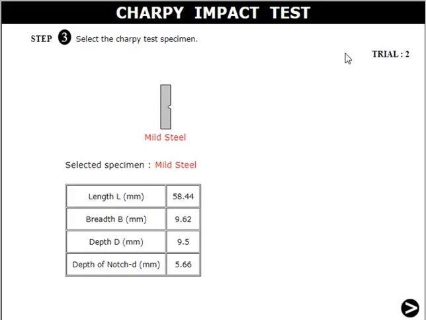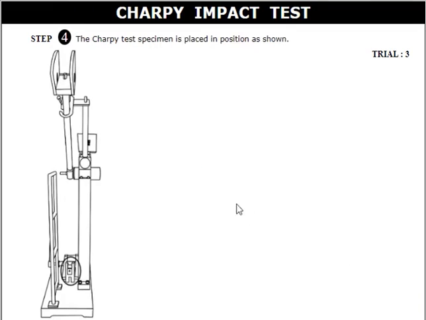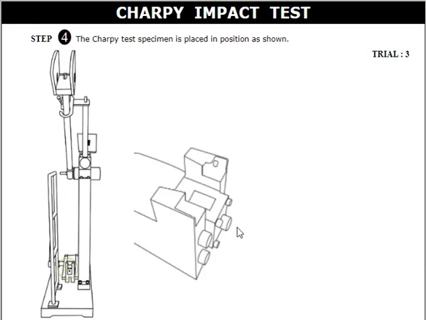Now we will go for trial number 3. Again we are taking the specimen as mild steel with these specifications. Then we are following the same procedure for trial number 3. On the anvil we are keeping this standard specimen. So this is the position of the specimen on the anvil. It is a simply supported type.